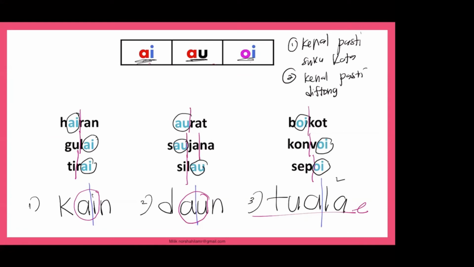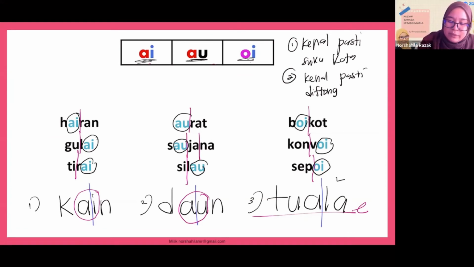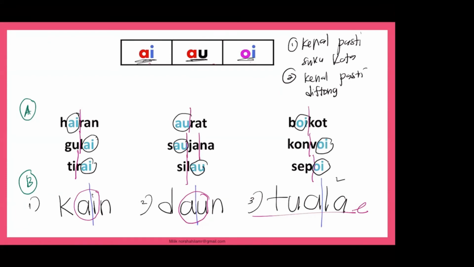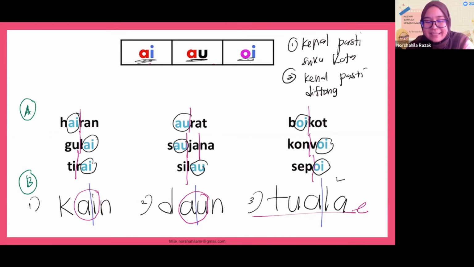So you can see, I believe you can see the difference between A category and B category. What is the difference that you can see? Those AI in the B category are separated in the middle by a line, the suku kata. Yes, correct.